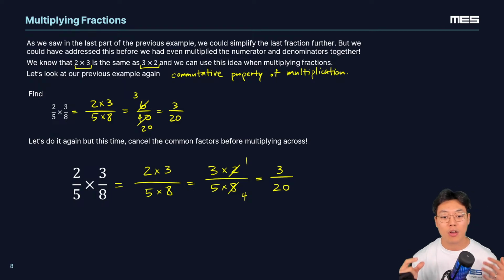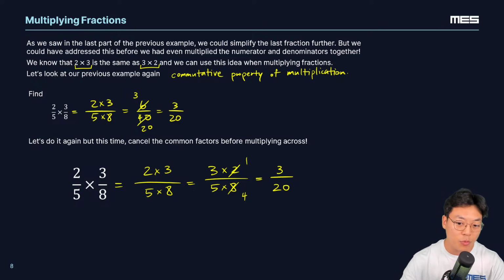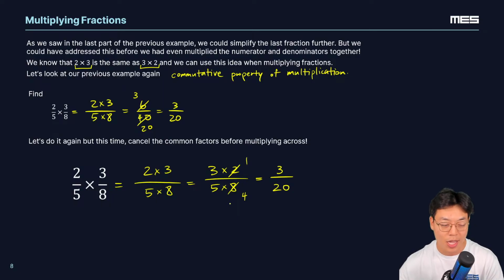Now, for those of you that already know how to multiply fractions, you already knew this and you don't have to rewrite it as a full fraction, and we'll get to that point eventually. But right now, at this part of the lesson, we're learning that using the commutative property of multiplication, we can rewrite 2 times 3 as 3 times 2 and factor or simplify or cancel out common factors of numbers that have common factors in the numerator and denominator, just like this.